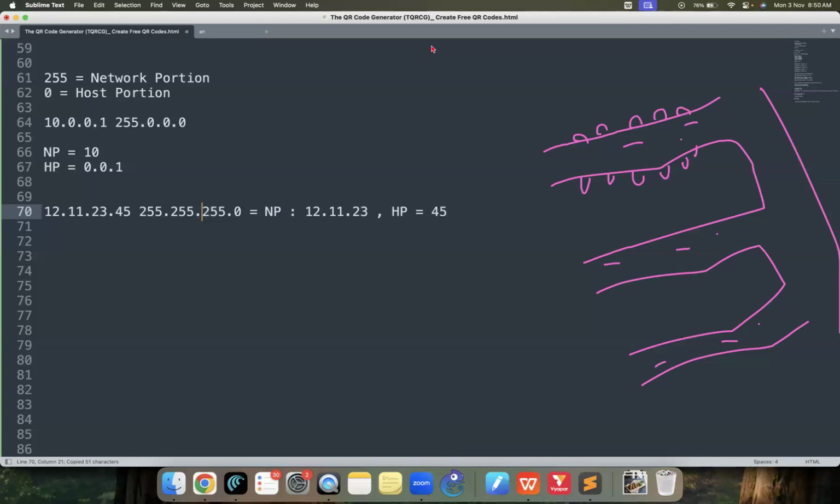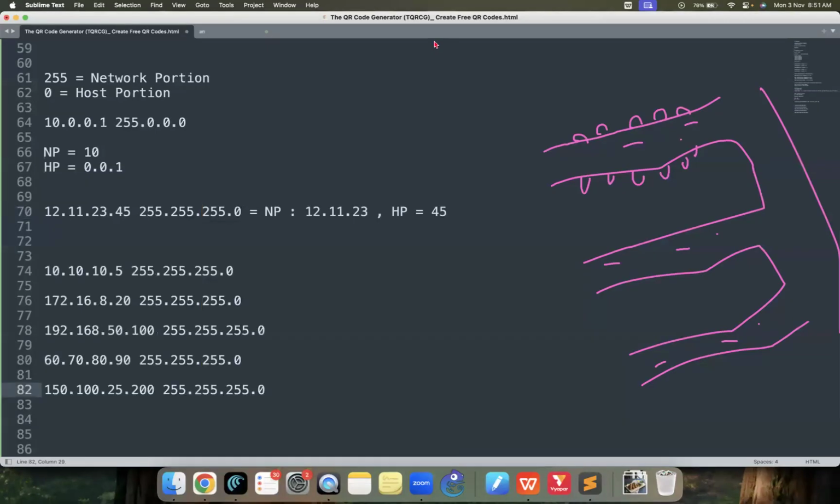Now, the question is on the screen. I want everyone to answer in the chat window. Don't tell me the answer aloud. Just give me in chat the network portion and host portion. Thank you. Please answer now. In the chat window, please enter the network portion and host portion alone. I will understand which question you are answering. No need to type the questions again.